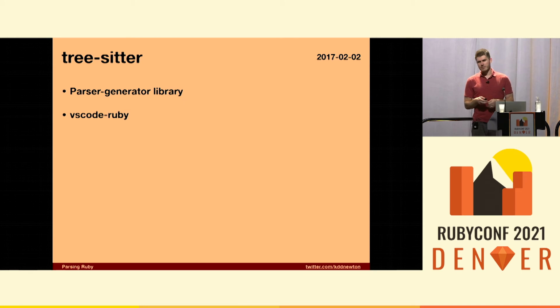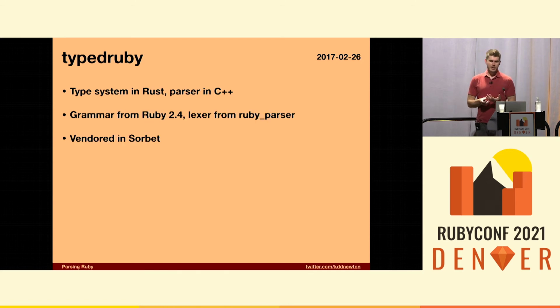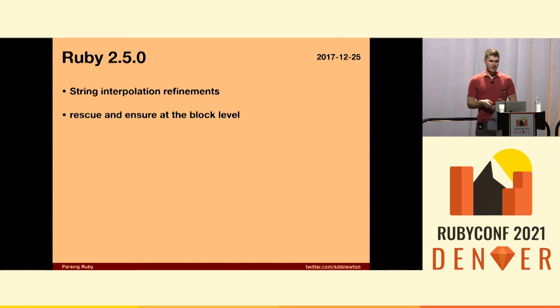Around this time, a project comes out called Tree Sitter. Tree Sitter is a very interesting parser project, a parser generator library that is used mostly for IDEs. And it has a plugin for the Ruby grammar that is not all the way there, but it's enough that you can use it for like go-to definition on GitHub. Typed Ruby comes out around this time, which is a type system written in Rust. The parser is written in C++. I included this because it's kind of interesting. They basically forked the grammar, the parse.y from Ruby. They took the lexer from Ruby parser, and then eventually Sorbet, when they wanted to have a Ruby parser, they just used this one as well. 2.5 comes out with Restio and Assure at the block level.